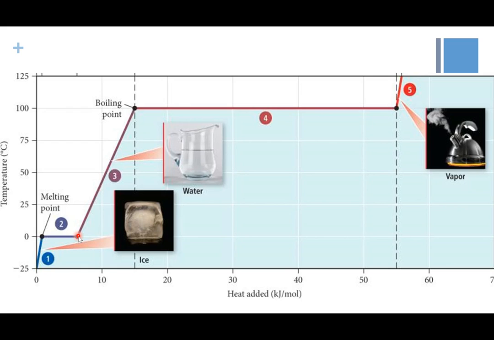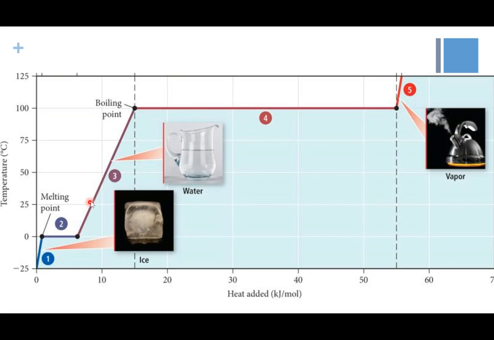Once it's all become a liquid, then we add heat, temperature goes up, add heat, temperature goes up. Okay? So this flat line right here is our phase change. Phase changes happen at a constant temperature, and we have both phases present here.